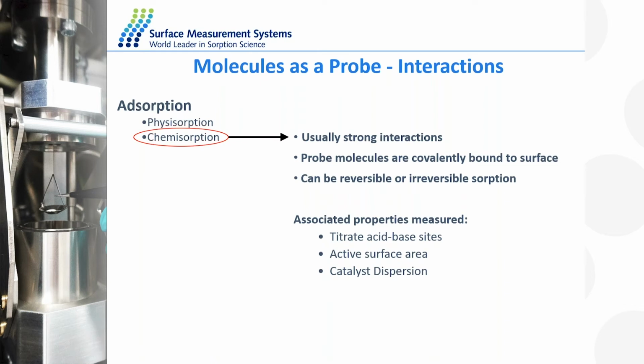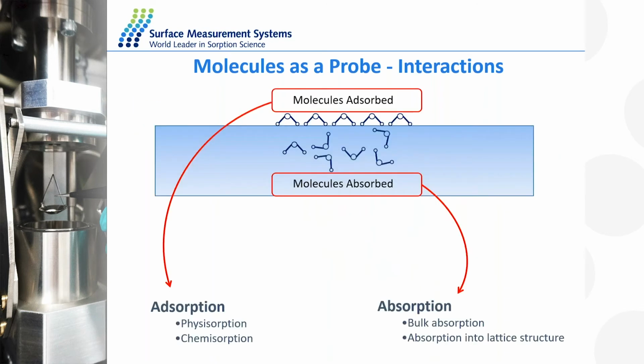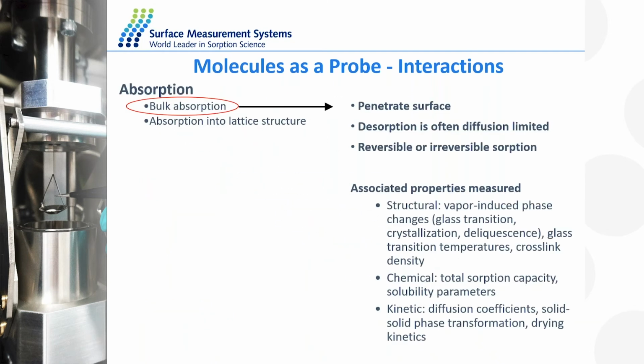And these identify specific type of material that are designed to interact with the molecule that we are introducing. So we're talking about active surface area or catalyst dispersion. They are designed to interact specifically with the molecule that we want to study. Moving on to the phenomena of absorption that happen not only on the surface, but also on the bulk of the material, we have two potential phenomena.